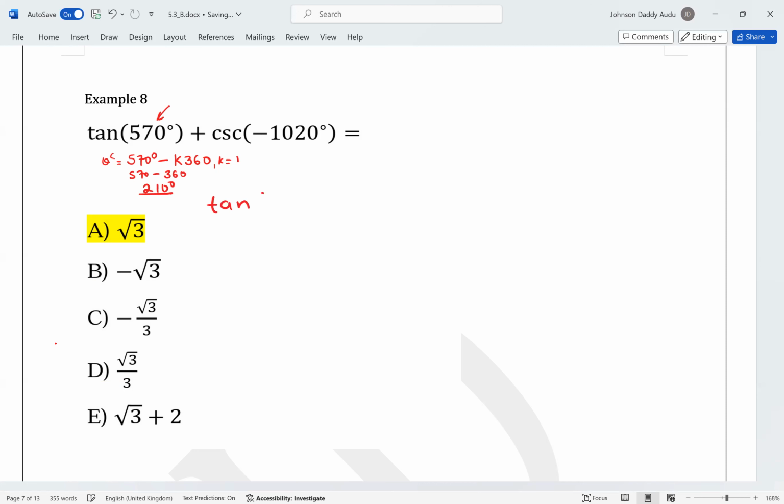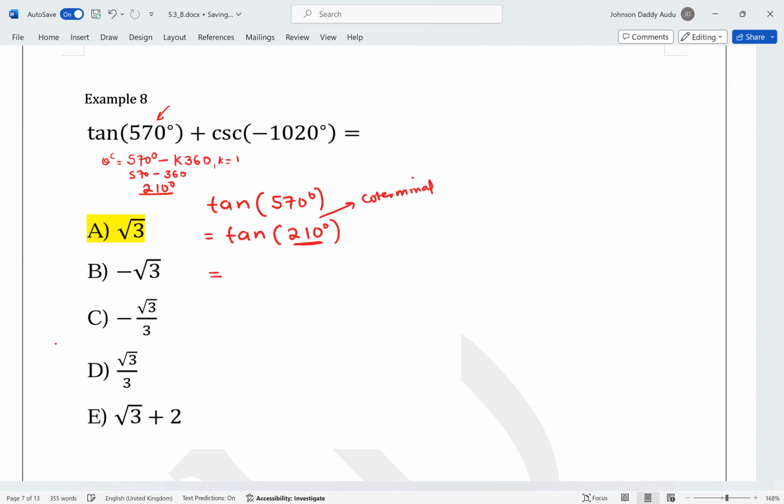So if we're looking for tan 570, this is simply the same as tan 210. So now this is the coterminal, right? Now what do we do next? We know this quadrant. Which quadrant is this? 210 should be in quadrant number 3, because it's greater than 180. Now, since it's in quadrant number 3, and we know that in quadrant number 3, tan is positive.